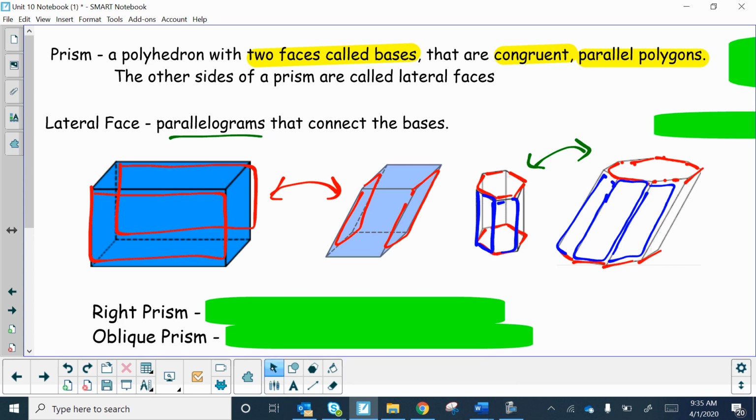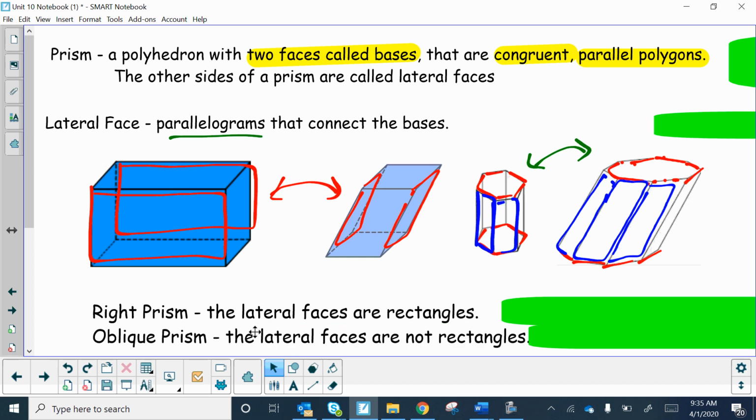There's also these, a right prism and an oblique prism. Okay, a right prism, all the lateral faces are rectangles, and on an oblique prism, they are not rectangles. Those are going to just be parallelograms, okay?